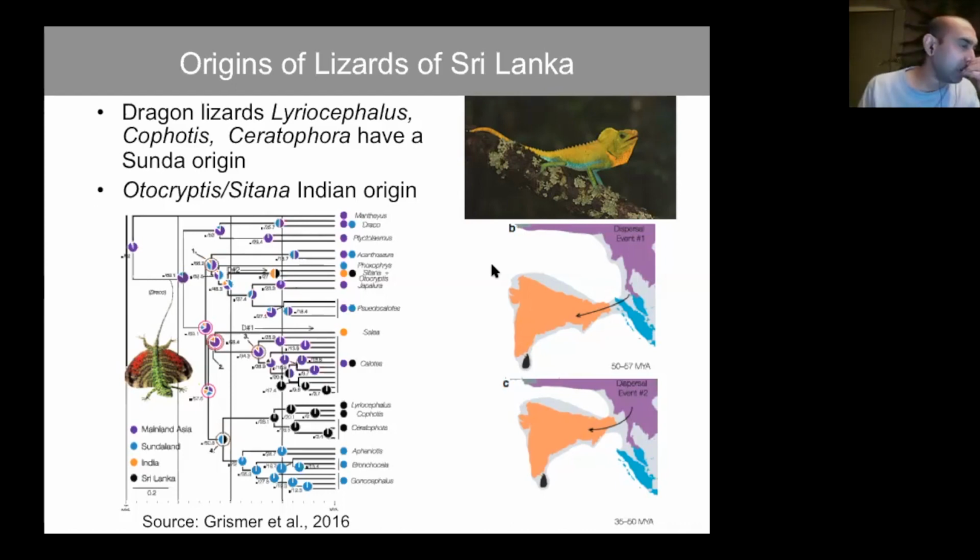However, Otocryptis and Sitana seem to have an Indian origin. So which means that their closest relatives are also found in India.